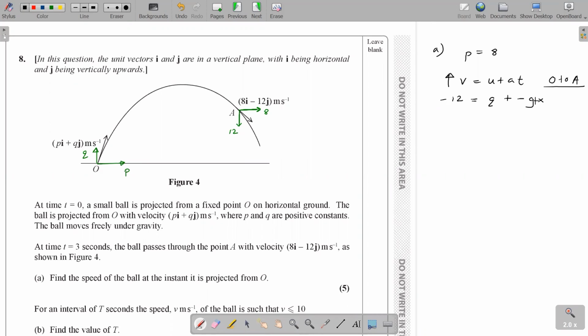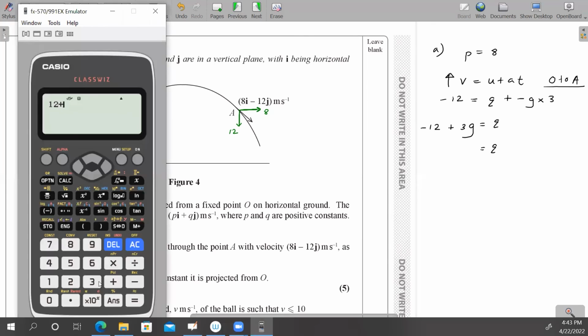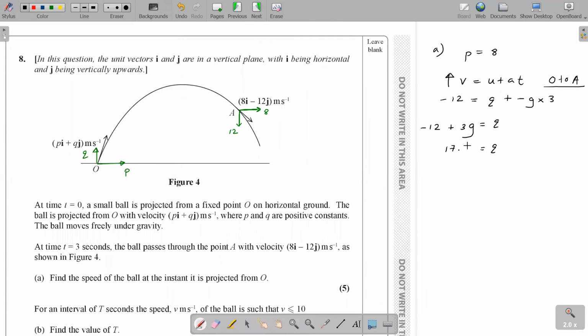Into, what about the time? They have given us that the time is 3 seconds. So we have everything we need. All we need to do now is make Q the subject. So when you make Q the subject, I get minus 12 plus g into 3, which is 3g. So how much is the Q value? Minus 12 plus 3 times 9.8. Can you see the answer we get? We get 17.4. Okay, I get Q is 17.4.